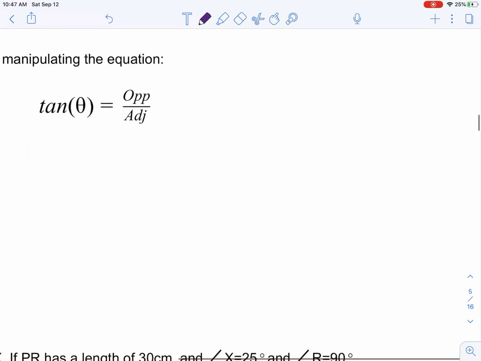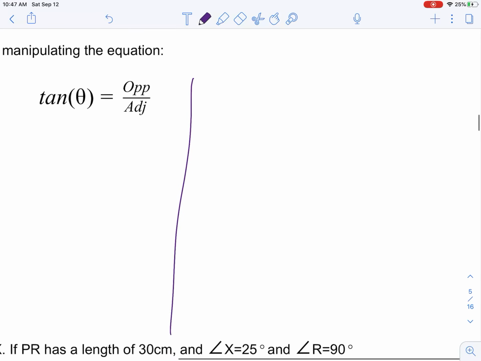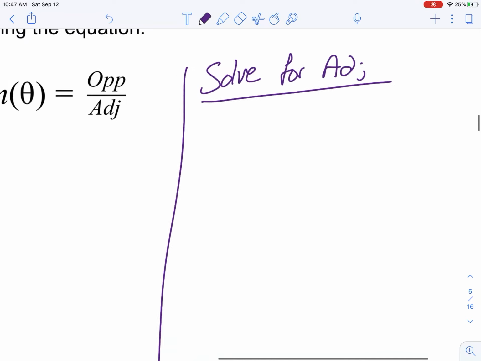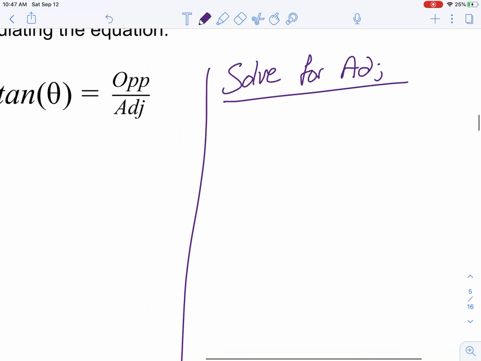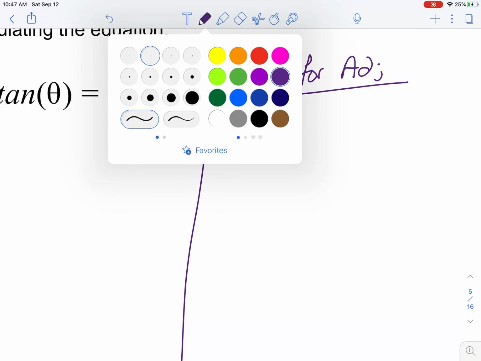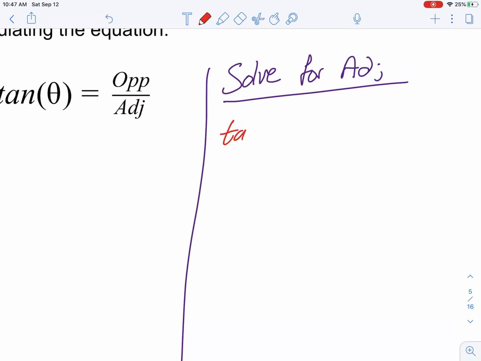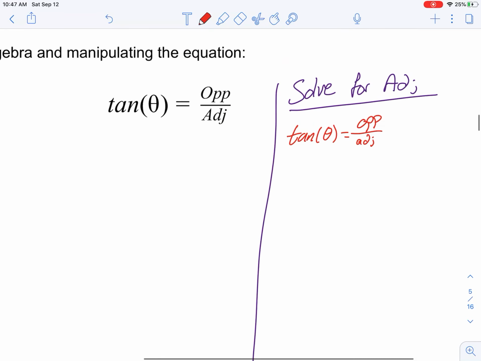Let's solve for the adjacent side. So solve for adjacent. In Math 10C, your cross multiplication is not going to get you very far. I can tell you that much right now. So although this might seem like it's going to take longer, it's going to help you in the end, essentially. Especially if you're going to be taking the -2 or -1 stream, you're going to want to know how to do this.